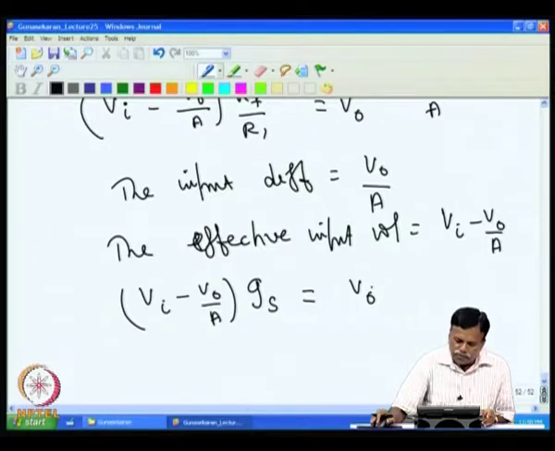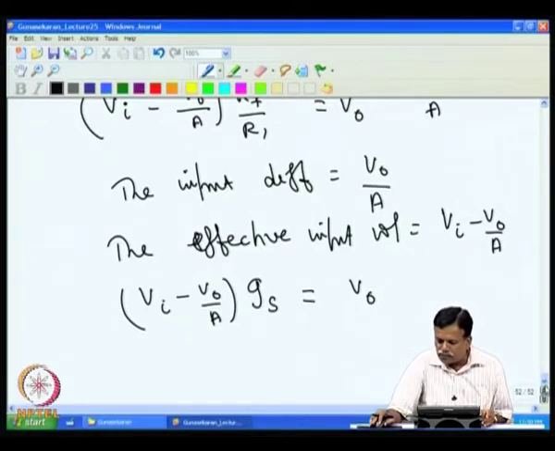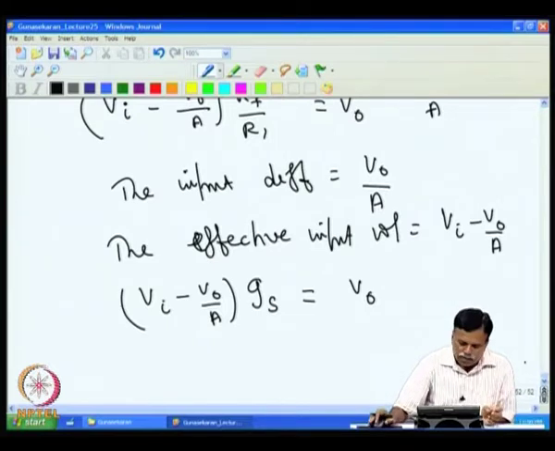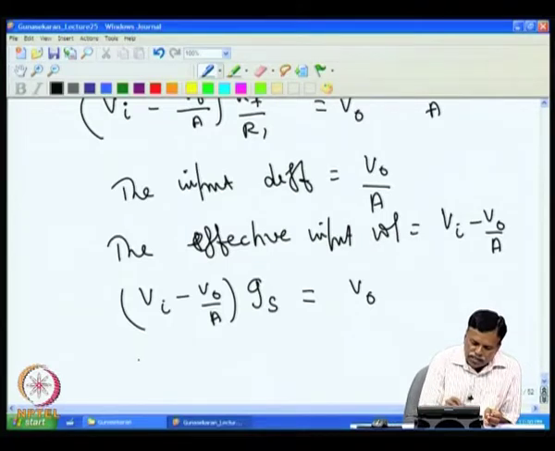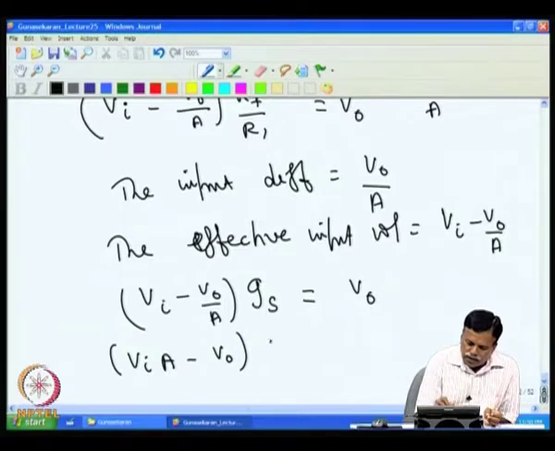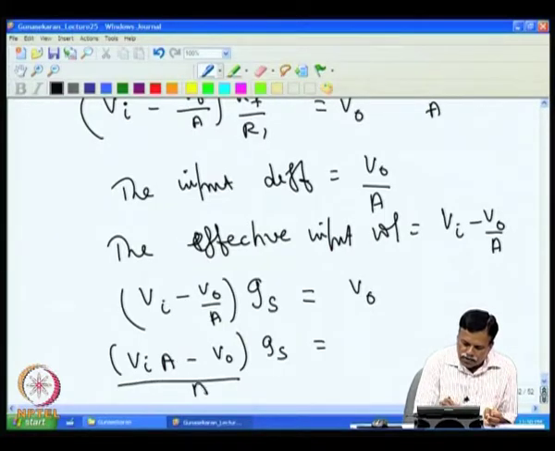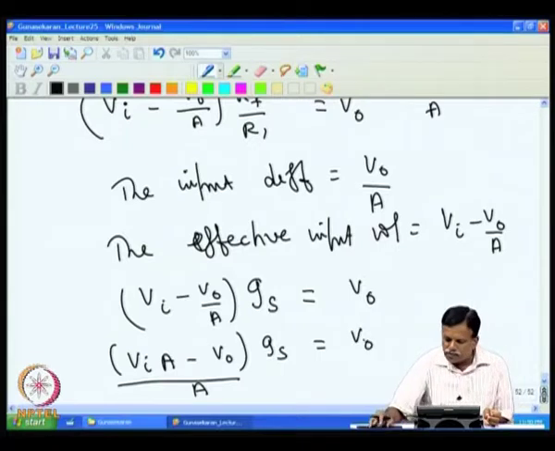Now, we have to simplify this to get the form that we want, because we have to get the actual gain that is required. So, we will simplify this by multiplying by A. So, VI into A minus V0 into Gs, divided by A, gives you your V0.